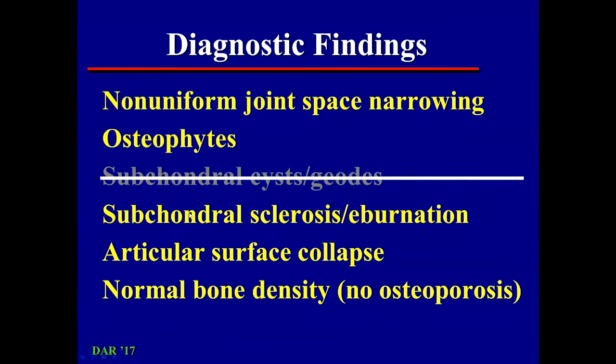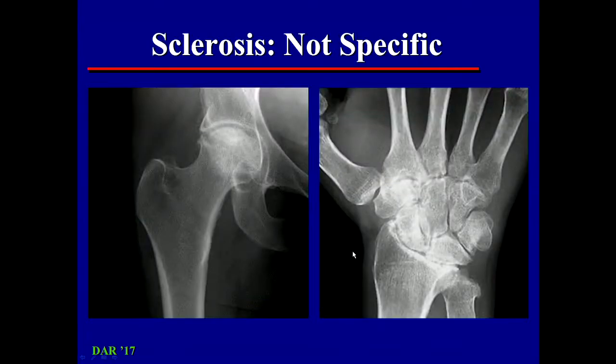So that's not useful. What about this? Subchondral sclerosis or eburnation. Sclerosis in this case means white bone. That's not specific either. Here's a patient with very white bone, but doesn't have osteoarthritis. The joint space is normal. There's no osteophytes. This is a patient with osteonecrosis.